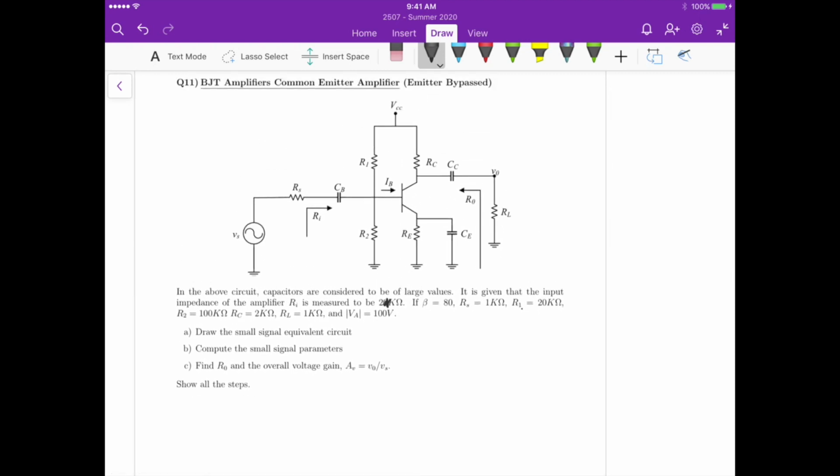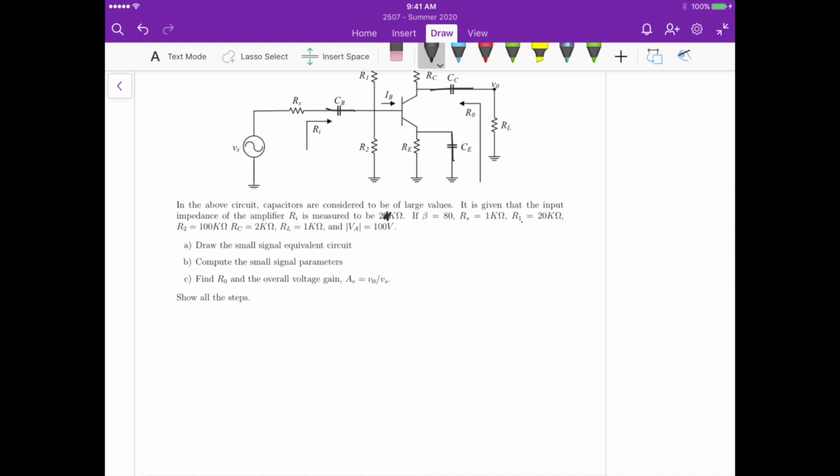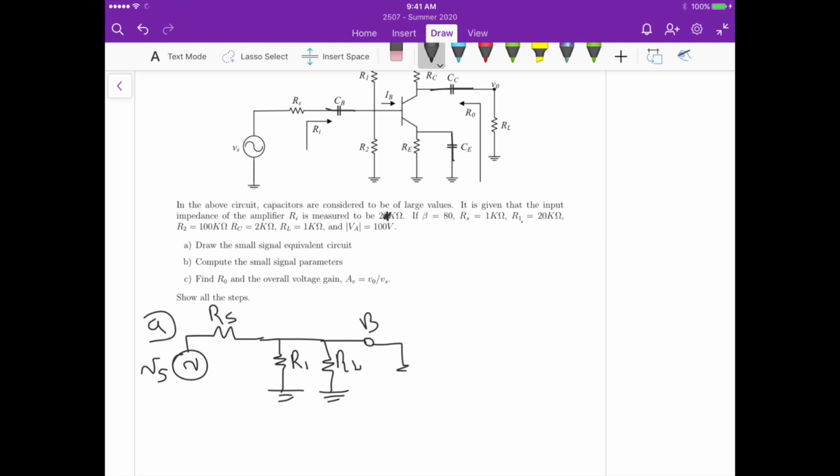So remember that for that, the capacitors become a short circuit right here and there. And then VCC here is also grounded, right? And then if we use the hybrid pi model, for part A, we have the voltage source Vs here, small signal. We have Rs here. Then we have R1, R2. Here's the base. Then we have the small signal model itself, the hybrid pi.